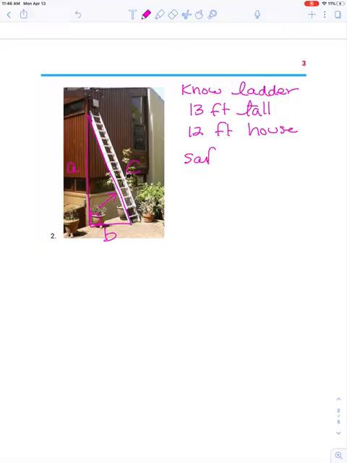All right, so what if we have this information? We know we have a ladder that is 13 feet tall, and we're wanting it to reach 12 feet on the house. So what is the safe distance the ladder needs to be?